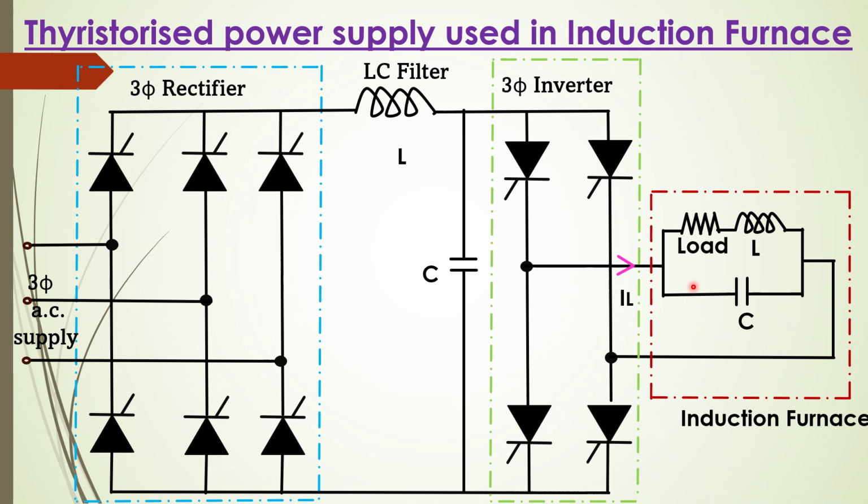Now, since the frequency is one of the factors, we'll check the frequency range that is chosen for the induction furnaces, specifically for the melting purpose in the industries. The normal range of frequency chosen for the heating or the melting process is from 500 hertz to 50 kilohertz, whereas the medium frequency induction furnace normally employs a frequency range of 500 hertz to 10 kilohertz. For this frequency range, the thyristorized static power supply that we are seeing now is used.